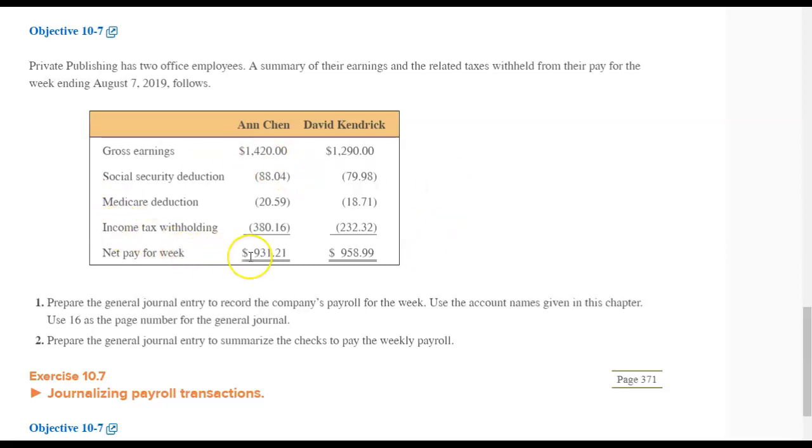Okay, so we know what the net pay for the week is. We know the gross earnings, the Social Security tax, the Medicare tax, the income tax. Okay, so let's take a look at how that journal entry should look.